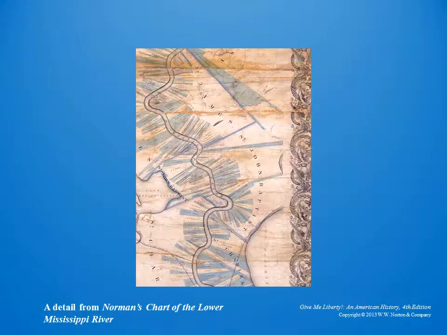This is a picture or a small detail from Norman's chart of the lower Mississippi River. And this is showing the slave plantations laid out so that each had land along the riverfront and therefore had access to the market. You can see each little blue section coming out from the river is a plantation.